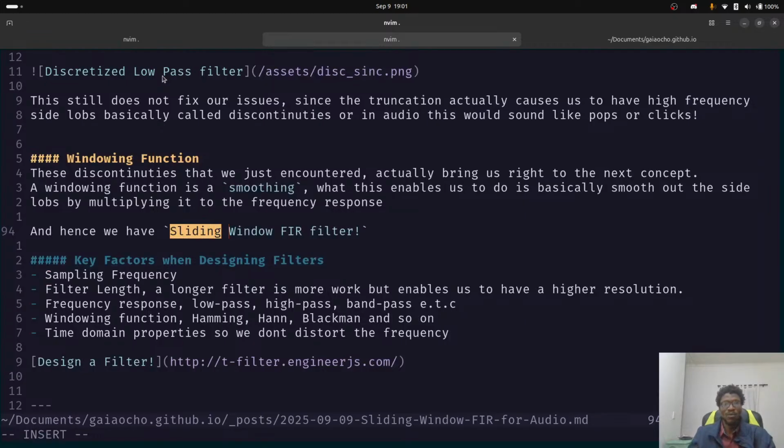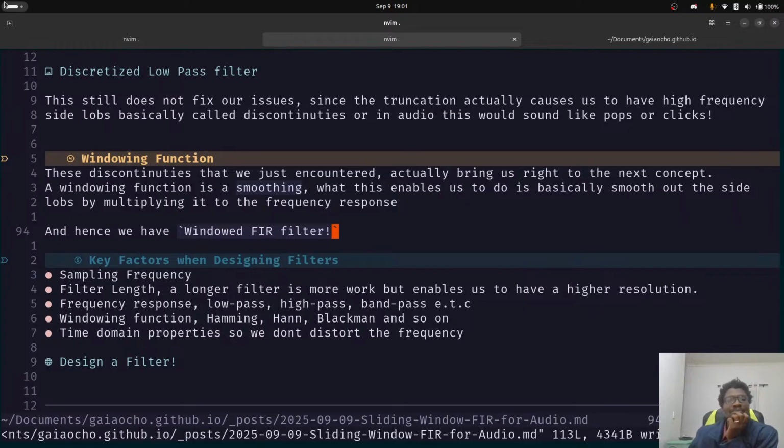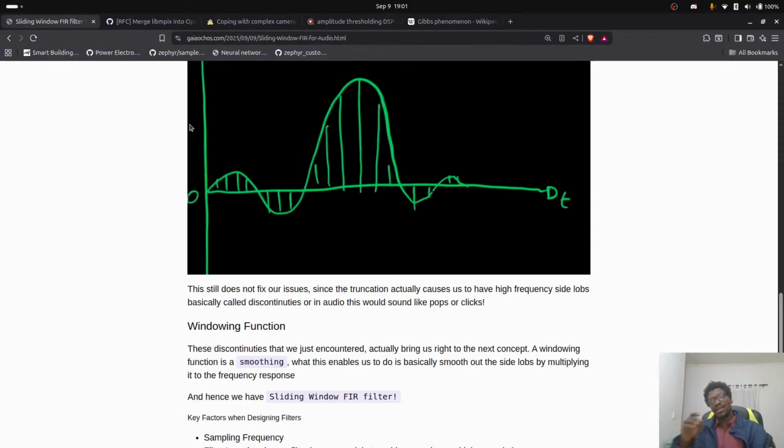And hence we have a windowed FIR filter. Okay, cool. So the windowing we apply to the filter itself. This window that we are talking about, the window sinc method that is inside building a filter, we apply that window to the filter itself so that the filter does not cause the ripples.